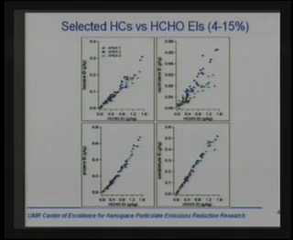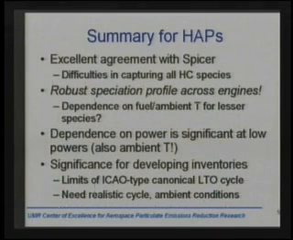So with that, let me then move on to the summary for the HAPs. We have excellent agreement between Spicer and what we saw, but highlighting then the difficulty in capturing all the hydrocarbon species. Spicer didn't measure everything we measured. We didn't measure everything that Spicer measured. You can only measure what your instruments are set up for. Perhaps the most important conclusion is there's a robust speciation profile across all the engines, and all the hydrocarbons go up and down together. There may be a dependence on fuel and ambient temperature, as I pointed out in the last slide, for lesser species. That's a question mark. We don't really know about that.